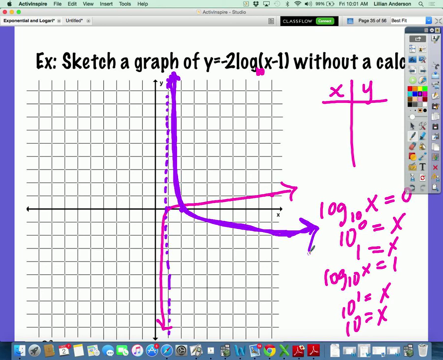So there it is. If you can figure out what your parent function is, that will probably be your best bet. If you're sitting there trying to plug in points, especially without a calculator, you're trying to figure out, okay, well, 10 to what power is going to give me 3 because I plugged in 2 for x. See what I mean? So just keep that in mind. Questions?